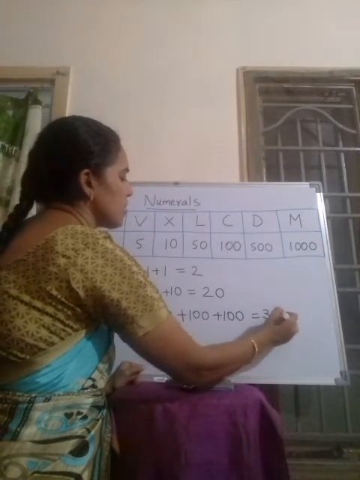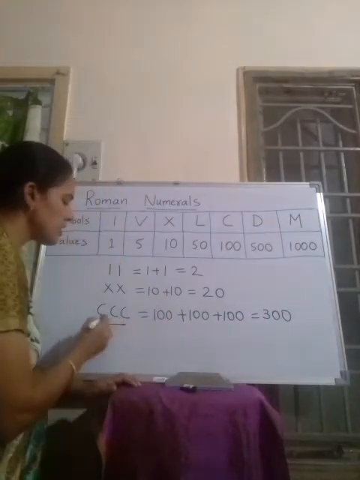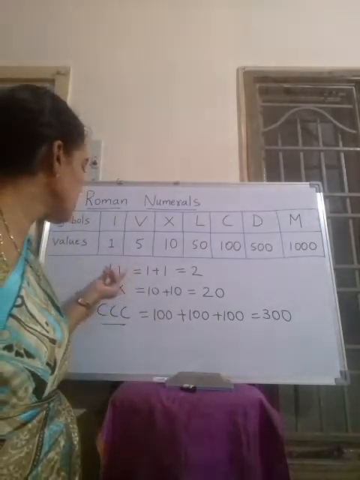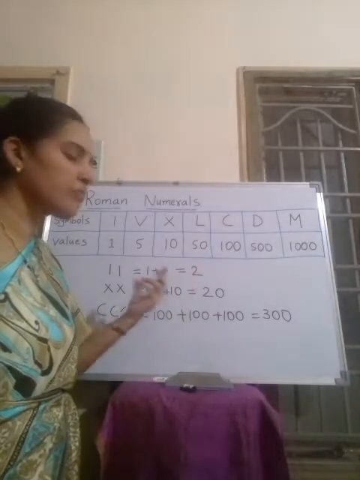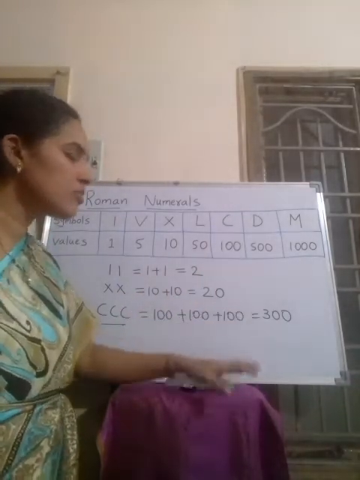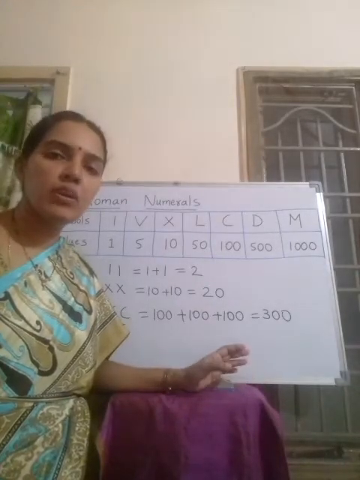At most we can repeat any symbol 3 times. At most, maximum, we can repeat it 3 times. If I repeat I 3 times, the value is 3. X 3 times, the value is 30. C 3 times, the value is 300. Maximum we can repeat only 3 times.